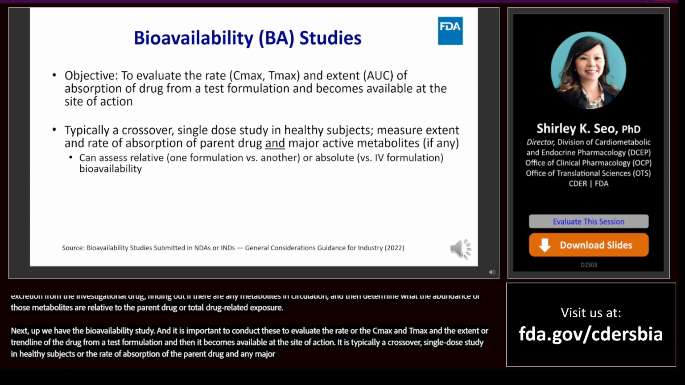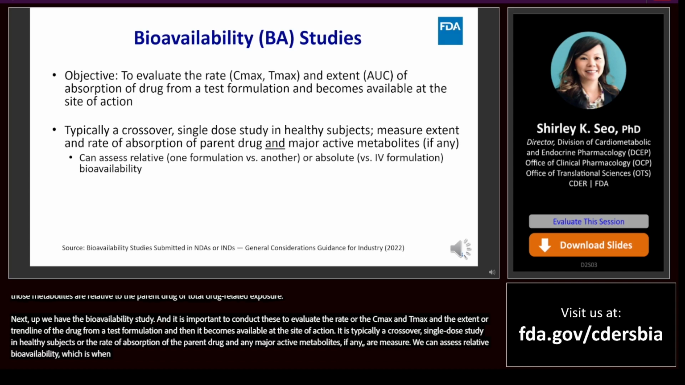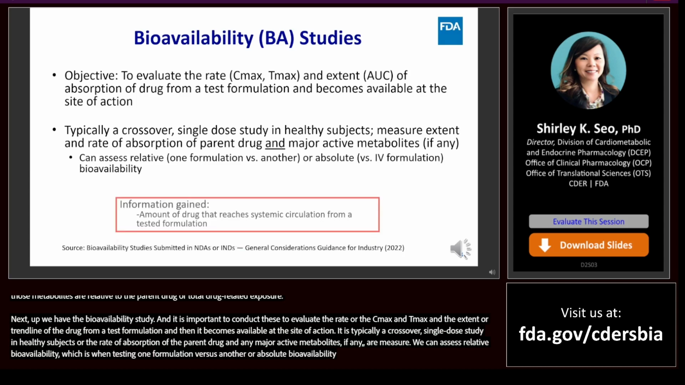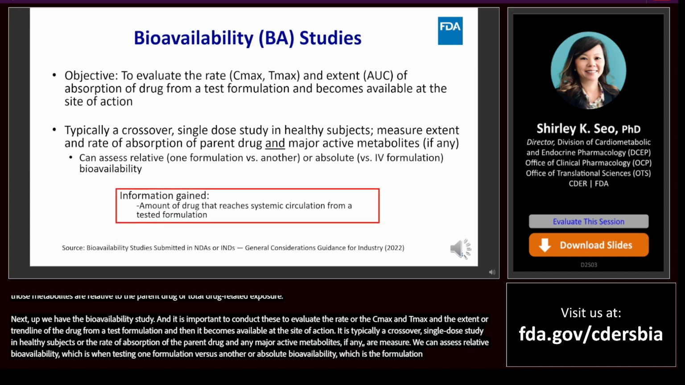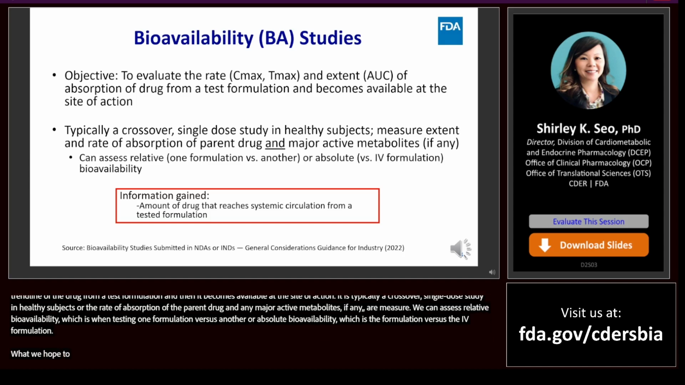We can assess either relative bioavailability, which is testing one formulation versus another, or absolute bioavailability, which is the investigational formulation versus the IV formulation of itself. What we hope to learn is the amount of drug that reaches systemic circulation from a tested formulation. And we do have a guidance for industry that was just put out or updated last year on the FDA website.